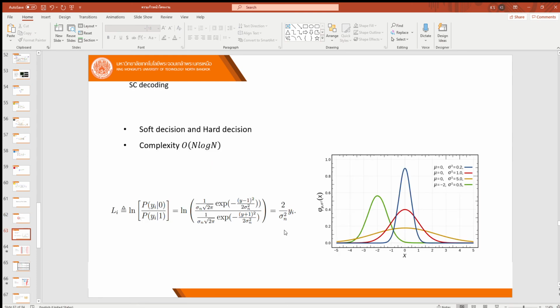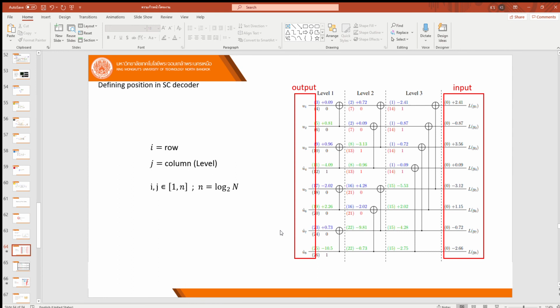and we have to use the function Li. And this is how we decode the signal from the polar code. So we have the Ui, which is the output, U1 to U8, and the input is LY1 to LY8. Then we go through level 1, level 2, and level 3 to get the output.